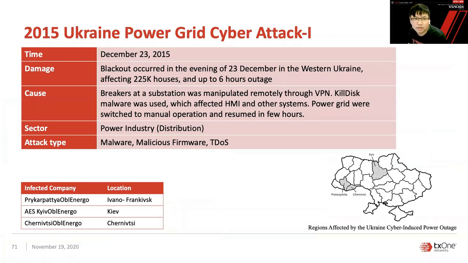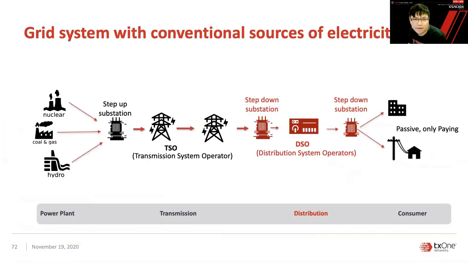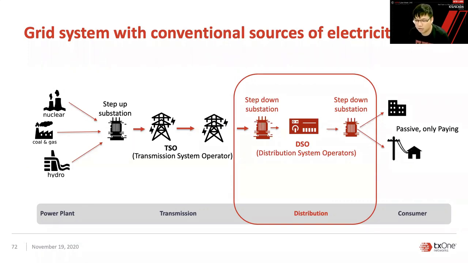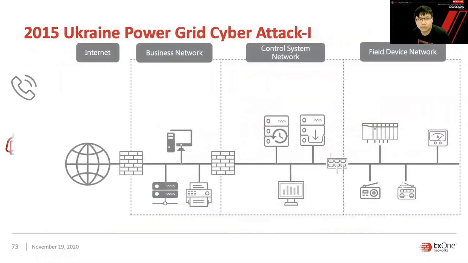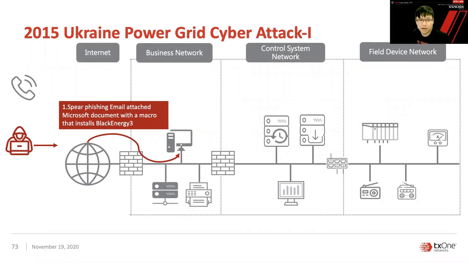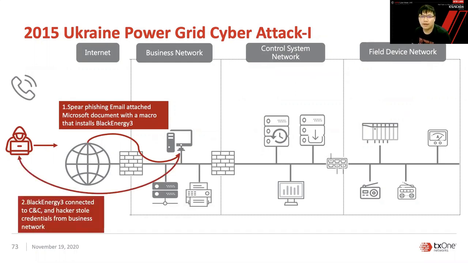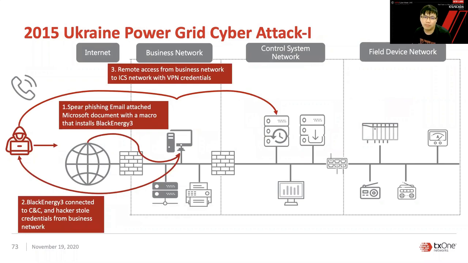Next, the Ukrainian power grid cyber attack in 2015. For power, we know there is generation, transmission, and distribution, and in this event they attacked the distribution part. The attacker used a phishing email with BlackEnergy 3 to perform the attack. From the IT side, IT staff opened this email and it connected to the C&C, and at that time the attacker could connect to the IT or business network.